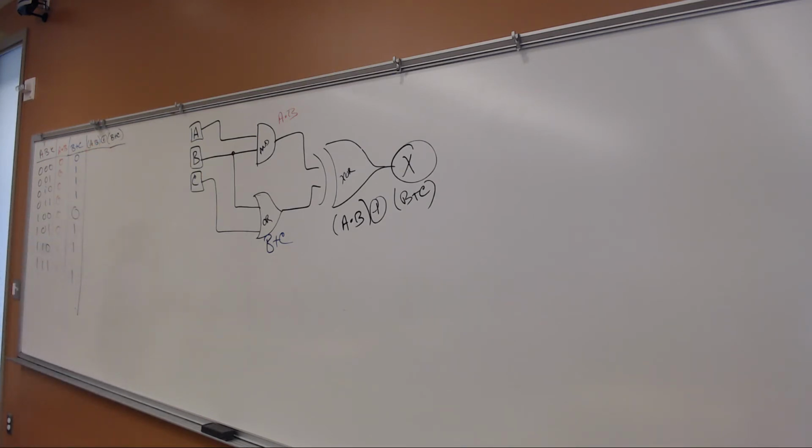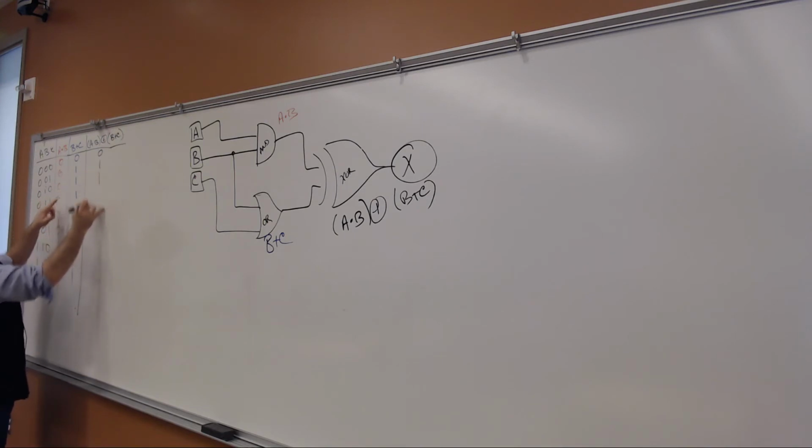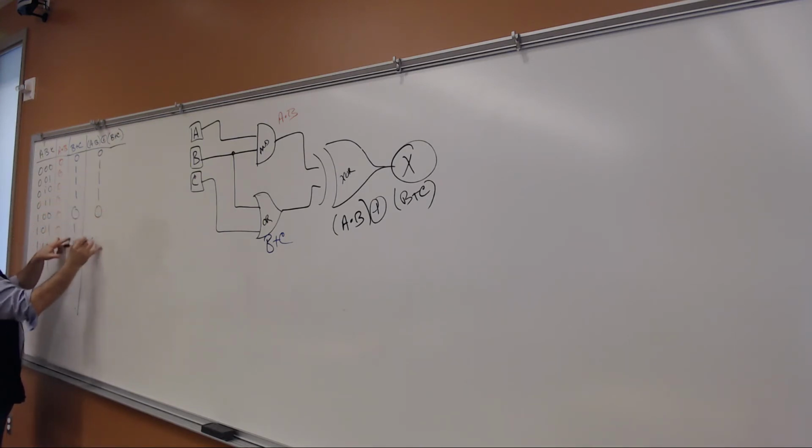Exclusive OR says both states must be present. So 0, 0 is a 0, 0, 1 is a 1, 0, 1 is a 1, 0, 1 is a 1, 0, 0 is a 0, 0, 1 is a 1, 1, 1 is a 0, and 1, 1 is a 0.